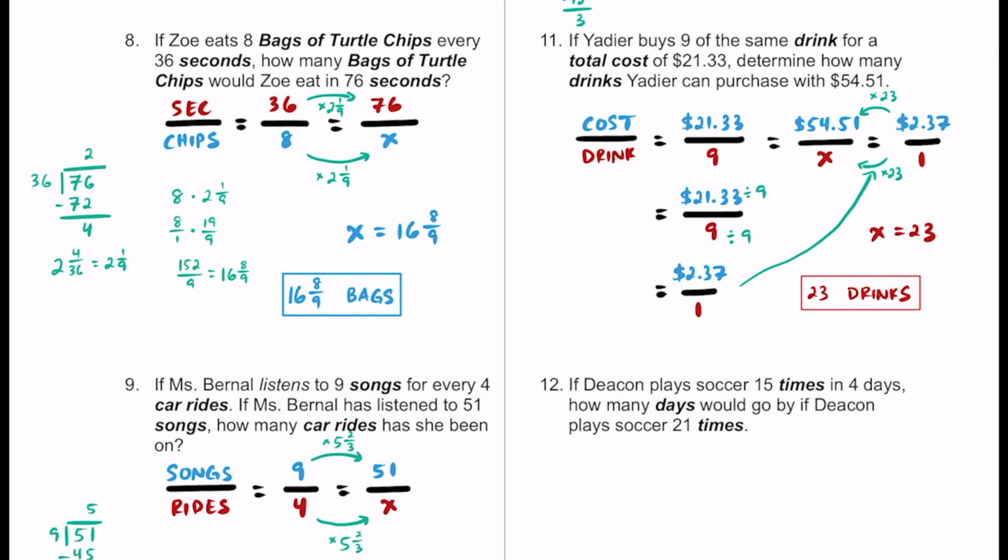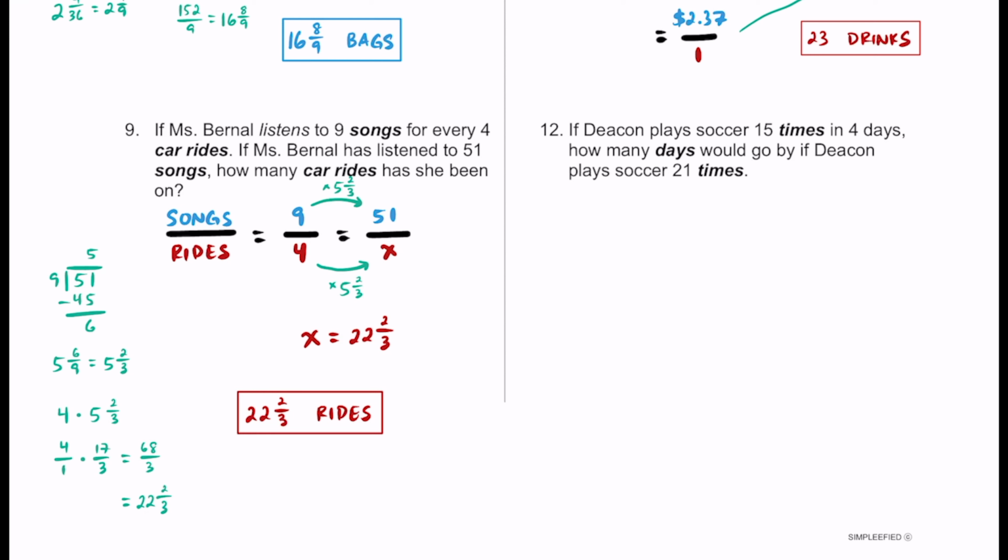Okay, let's try one more here. Number 12, in this scenario, we see that if Deacon's going to play soccer 15 times in 4 days, then how many days would go by if Deacon plays soccer 21 times? So I'm going to go ahead and label the soccer on top and the days on bottom. Feel free to flip it if you want to. Just make sure you flip all your values as well.